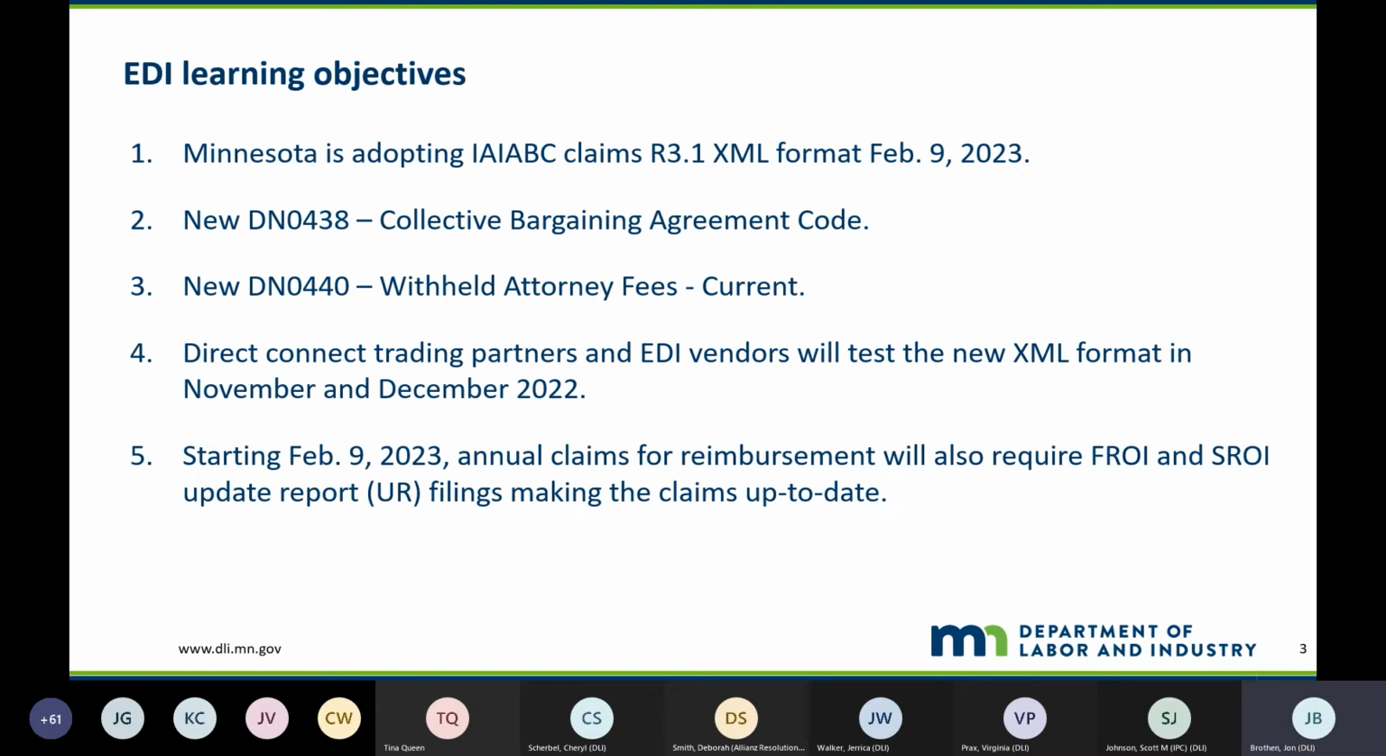And then we'll also talk a little bit about testing that's going to be coming up for some of the entities like trading partners and EDI vendors who will be testing with Minnesota, and also a brief blurb about getting in those tricky FROI and SROI update reports so that those old claims that qualify for reimbursement can be up to date. So let's look at slide 4.